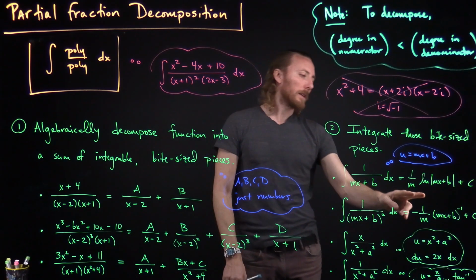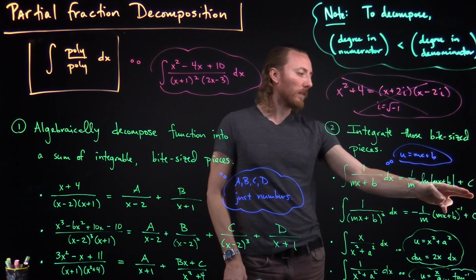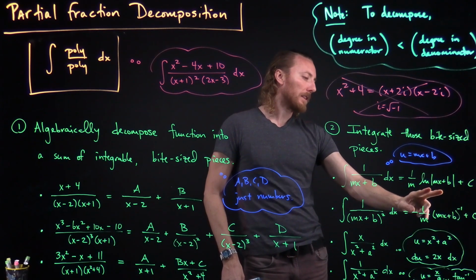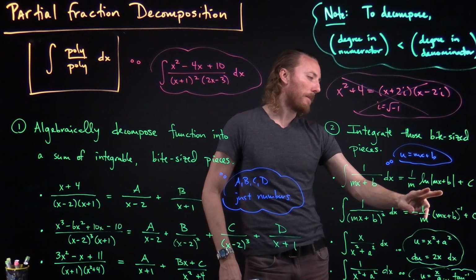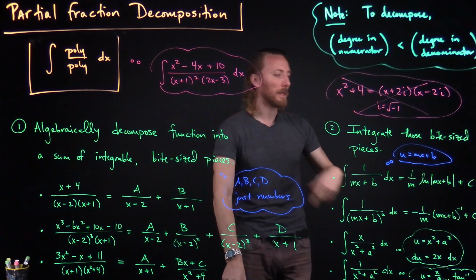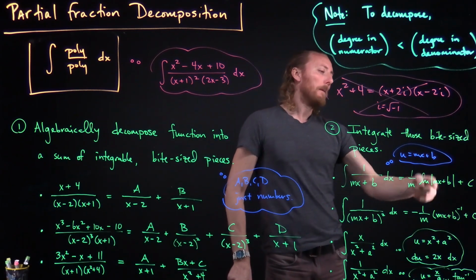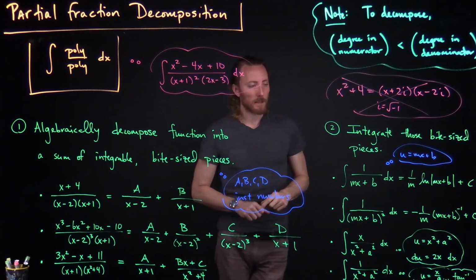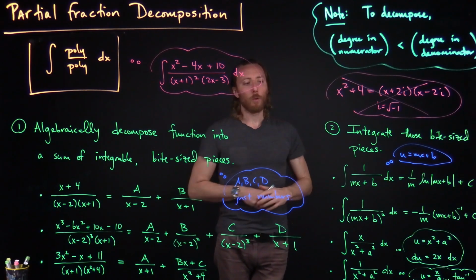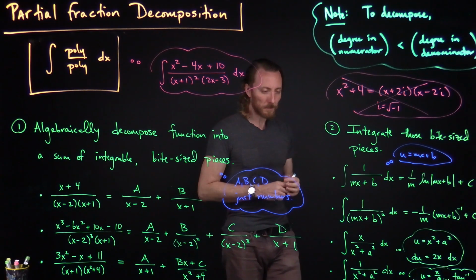So if you want to sanity check yourself and just run a derivative here, of course the c would drop out. When you take the derivative of the ln absolute value of mx plus b, you'll get 1 over mx plus b times m using the chain rule. The m that you multiply by neutralizes with the 1 over m that's in front. So you'd get 1 over mx plus b as you would hope.